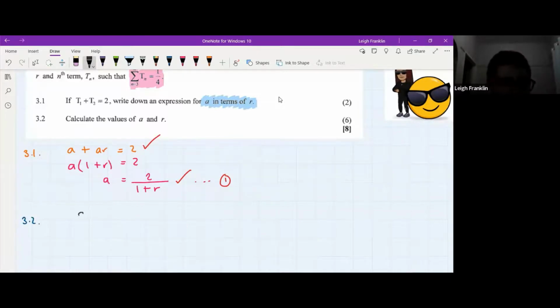Equation. Okay, so sum to infinity is A over 1 minus R, and that 1 over 4 is our sum to infinity. Quite right. So let's put the 1 over 4 there, equal to A over 1 minus R. Okay, lovely.